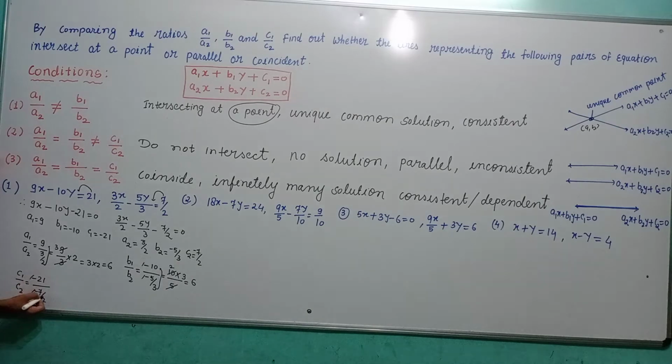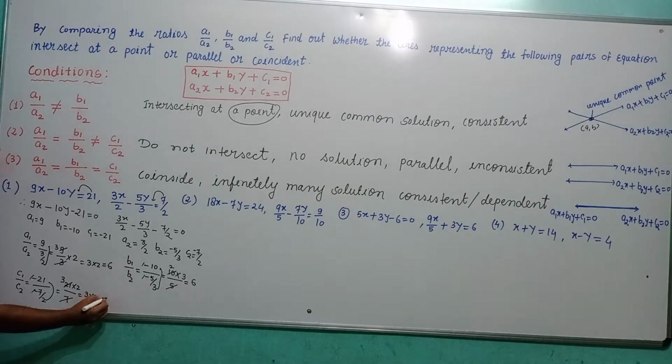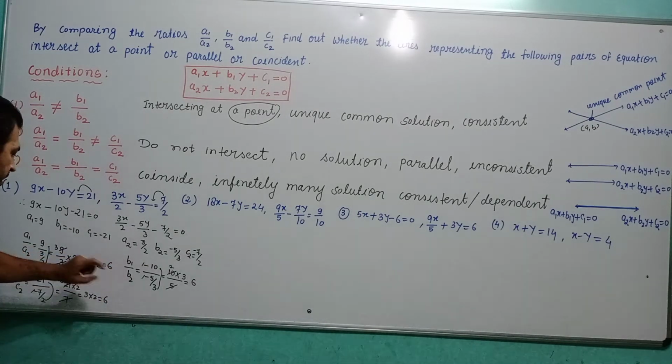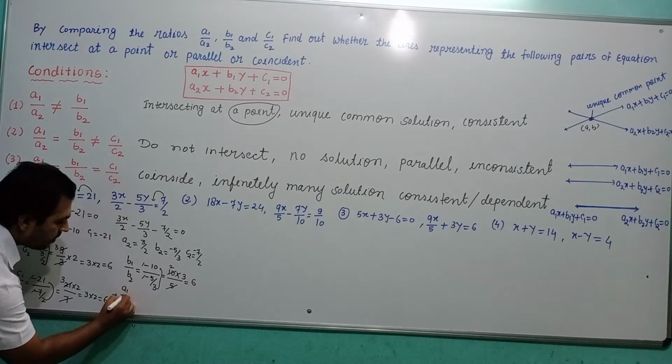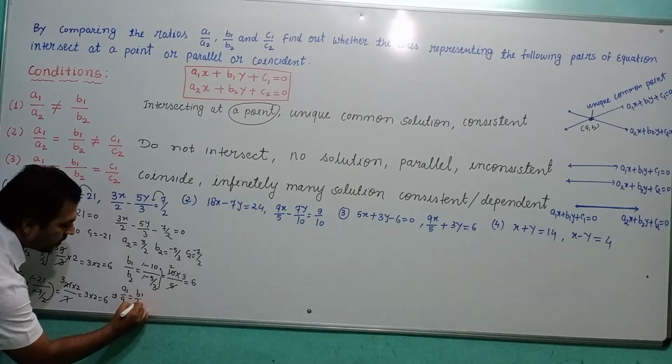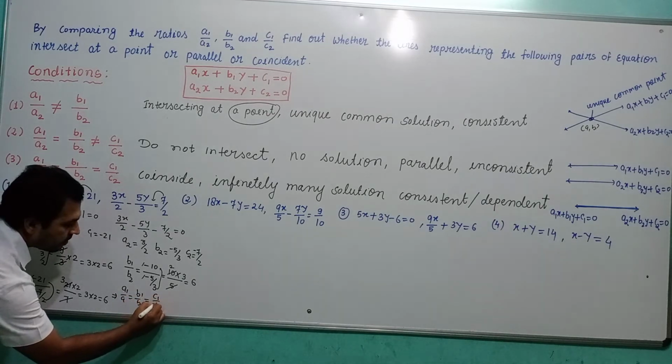So minus minus will be cancelled out. It goes to the numerator: 21 by 2 by 7. Cancelling these things by 3, so 3 by 2. We are getting 6. So students, here you can see that a1 by a2 is equal to b1 by b2 is equal to c1 by c2.